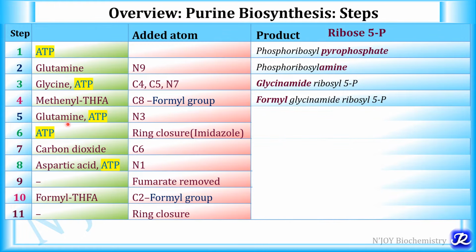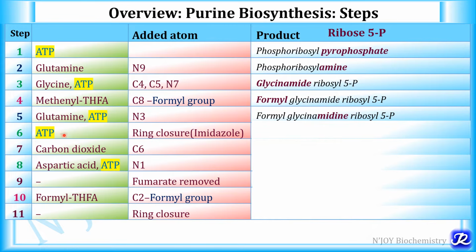Now coming to the fifth step. In the fifth step, glutamine is the donor, ATP is required, and this is responsible for the nitrogen present at the third number. So again it becomes formyl glycinamidine. Previously it was glycinamide, now the only change is that it becomes glycinamidine ribosyl 5-phosphate. The other name is the same; because it donates the nitrogen, it becomes formyl glycinamidine ribosyl 5-phosphate.